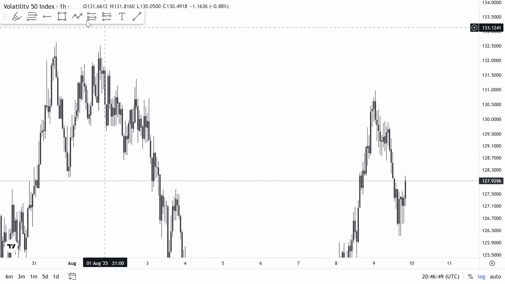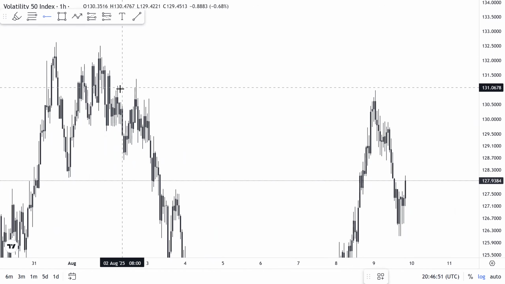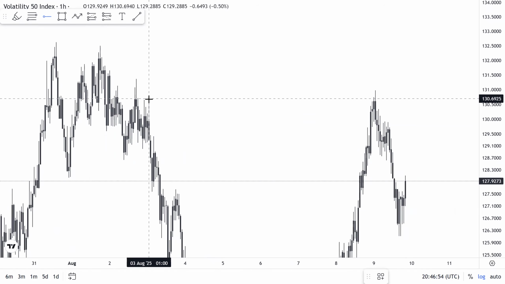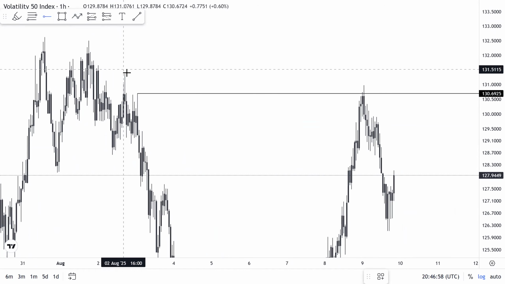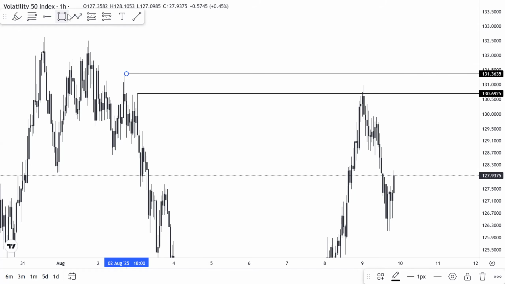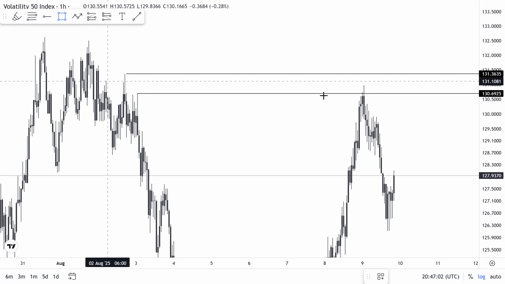Then what do you see right here on the 1 hour time frame? You had a sweep of liquidity, break of market structure, and this is what happened. This is the 1 hour time frame. This is a protected high. Yes, this is the protected high.